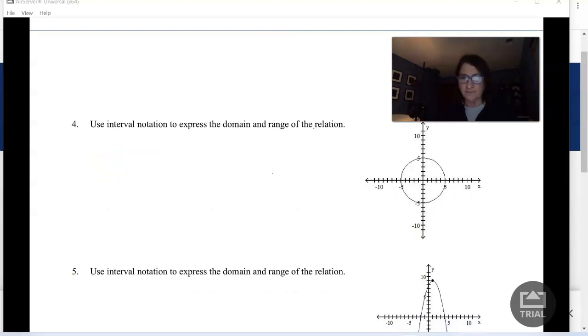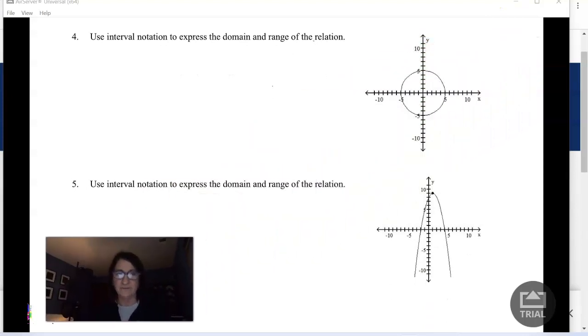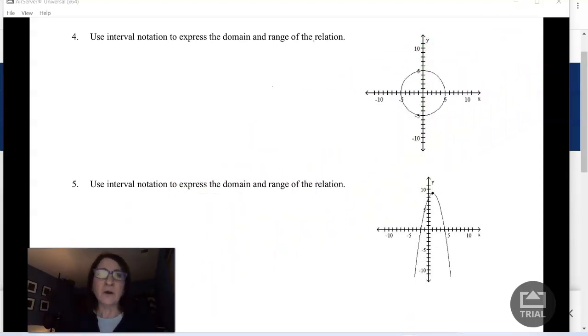Okay, so we can have a set like this one. Let me just move this up a minute. Get this out of the way. There we go. So let's look at this set. So I've got a circle here on this coordinate plane, okay? So I want to find the domain and the range.